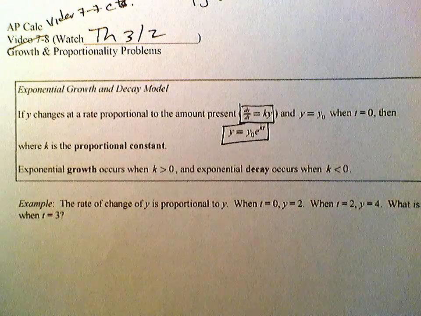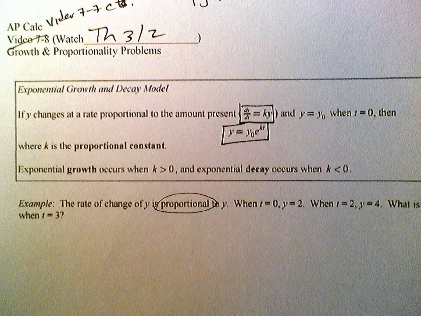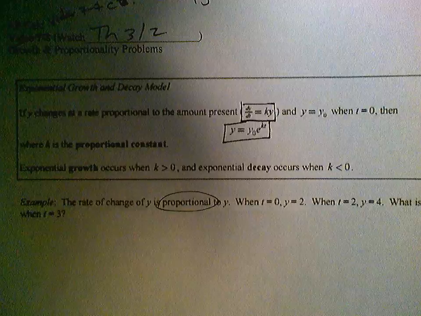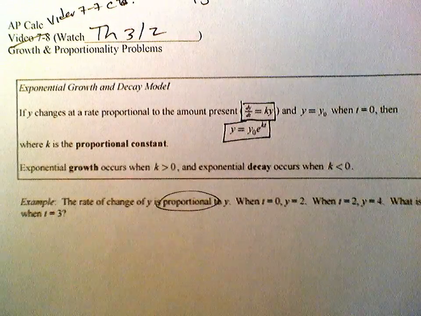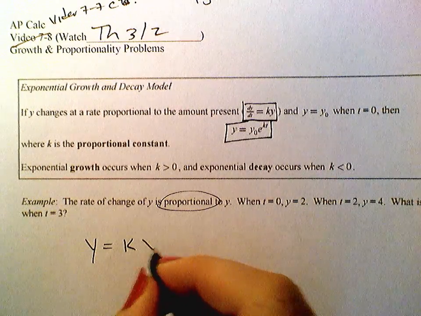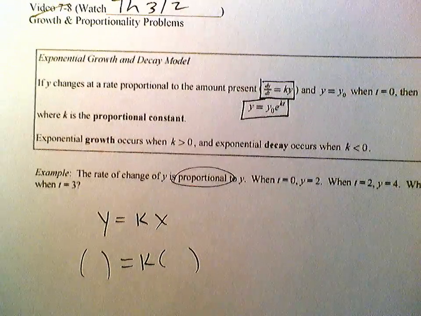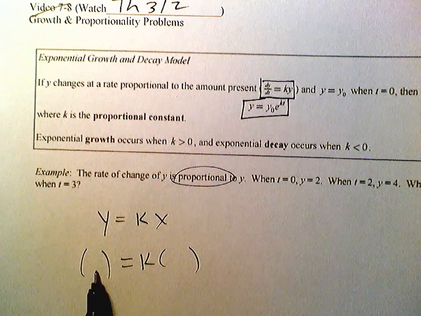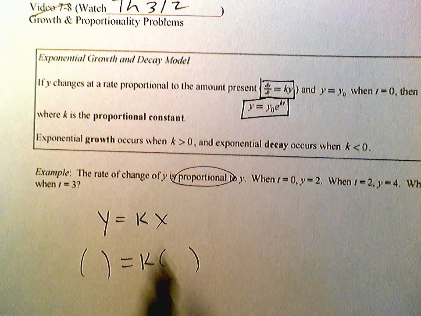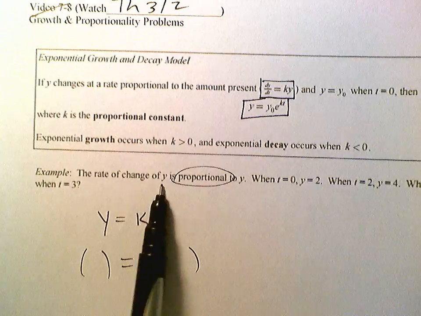So let's do this example. The rate of change of y is proportional to y. Okay, so I know it is proportional to, so I'll write down y equals kx. All right. So what is proportional to what? The rate of change of y. All right, so the rate of change of y.